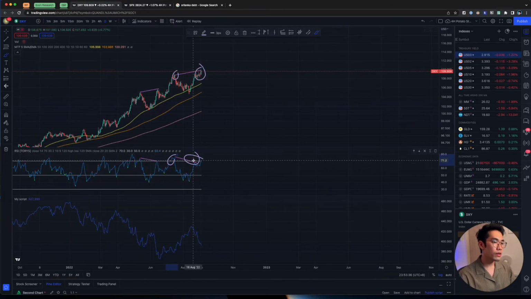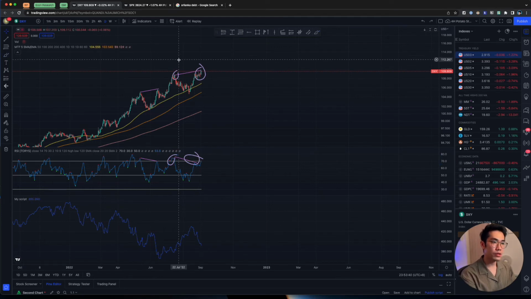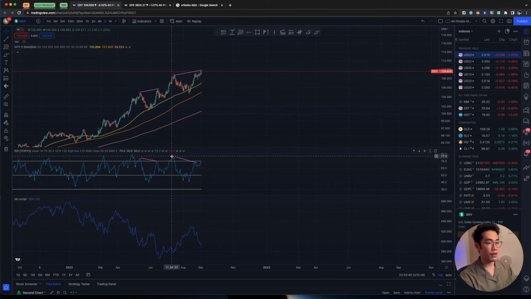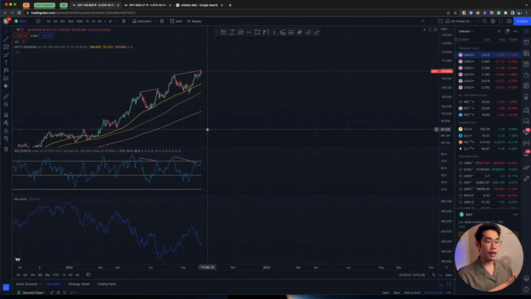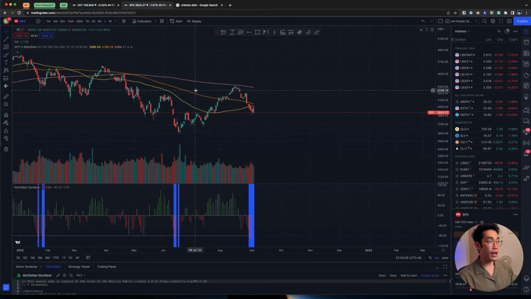So we have two things going on right now. Number one, we have the DXY, and number two, we have the McClellan oscillator also turning on. So this leaves us with two positive signals that, hey, the market may rally in the short term. Again, trading is about probability. I don't want to spend too much time on it. I go into the charts, I simply look at a few indicators.